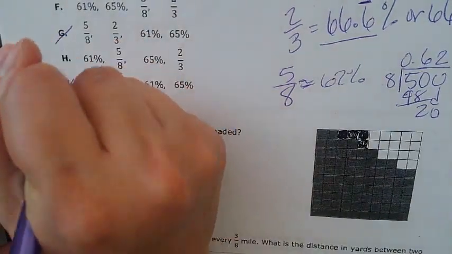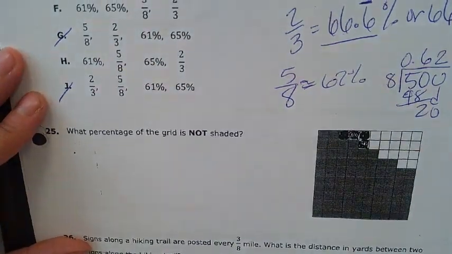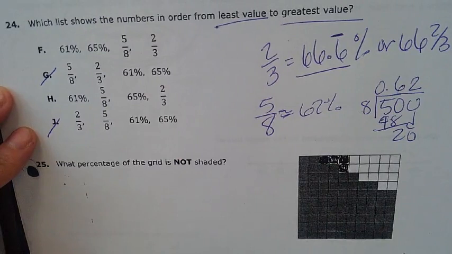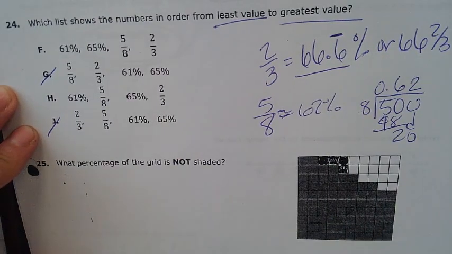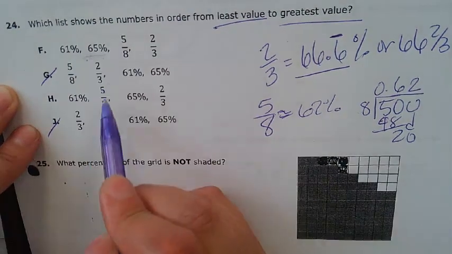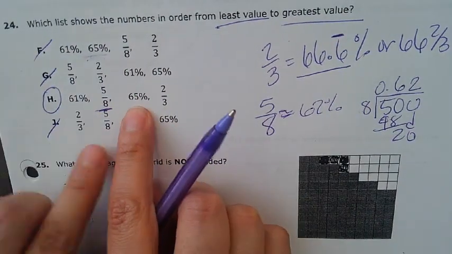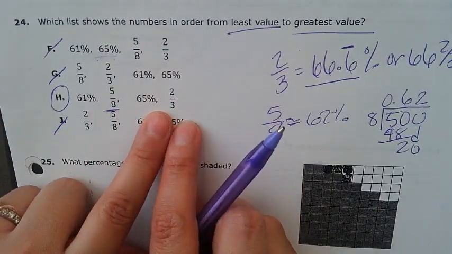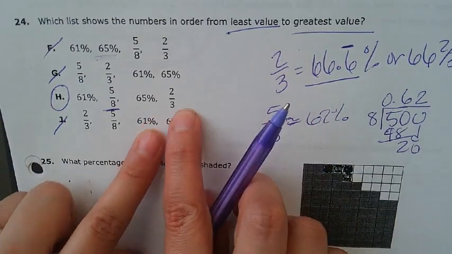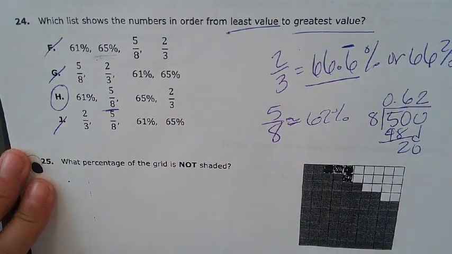61, so we can eliminate that. Very good. 61 is the smallest. Good job, Rebecca. After 61, which one will be the next number? Will it be 65 or will it be 62? 62. After 62 will be 65 and then 2/3, because 2/3 is 66.6. Okay?